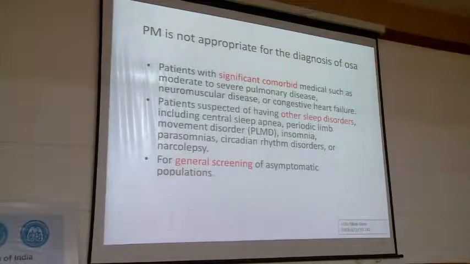Remember that portable monitoring is not appropriate for patients with significant comorbid medical conditions like moderate to severe pulmonary disease, neuromuscular disease or congestive heart failure, and it should not be done in certain sleep disorders. When you suspect while taking history that the patient may have central sleep apnea, periodic limb movement disorder, insomnia, parasomnia, circadian rhythm disorders or narcolepsy, then portable monitoring should not be done. And the most important thing, it should not be used as a general screening of asymptomatic populations.